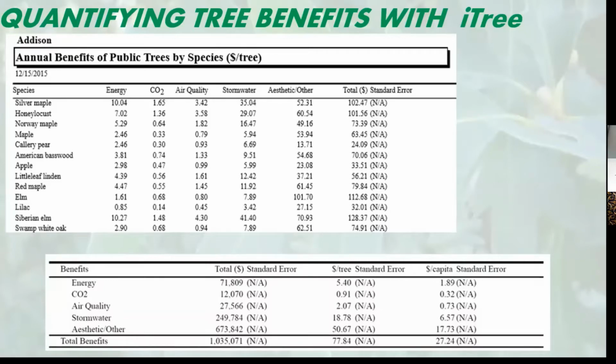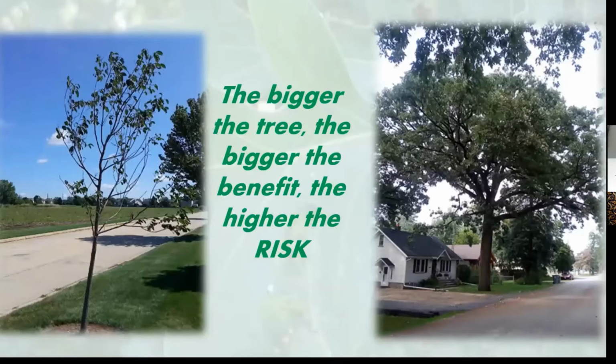So it almost goes without saying that the bigger the tree, the bigger the benefit, right? But also the higher the risk. And that can be easily seen. You look at the tree on the left compared to the tree on the right. The tree on the right provides a lot of benefit for that shady street, but also because of its size, height, trunk diameter, and limb diameter, you have a higher risk with that tree.